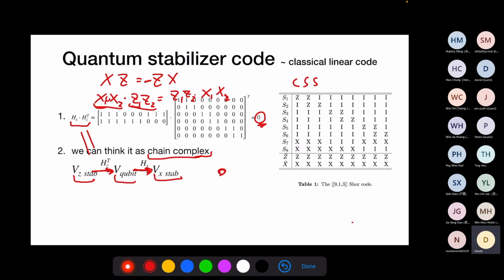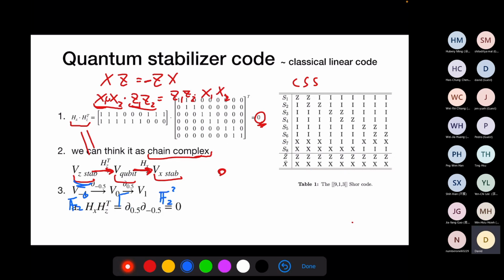So it makes it really appealing. Just to say a few more words: this VZ in this case is an F2 vector space generated by the Z stabilizers. Since there are 6 Z stabilizers, it's the same as F2^6. And for X stabilizers, it's F2^2 because there are 2 stabilizers. And for the qubits, there are 9 qubits. So overall, it looks something like that. That's the chain complex.